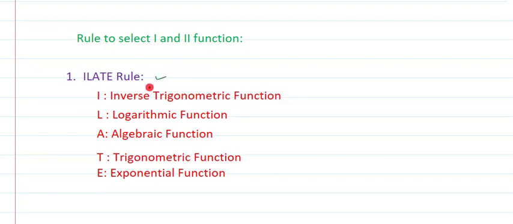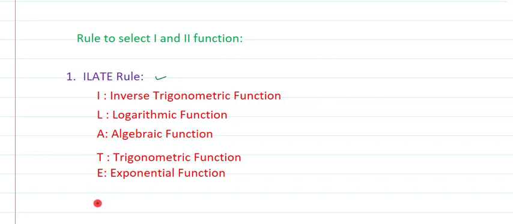What is the meaning of ILATE? Let me explain the full form. I means inverse trigonometric functions. L means logarithmic functions. A means algebraic functions. T means trigonometric functions, and E means exponential functions. So if the product of any two of these functions is given to us, then the first function will be chosen as per the order written here.